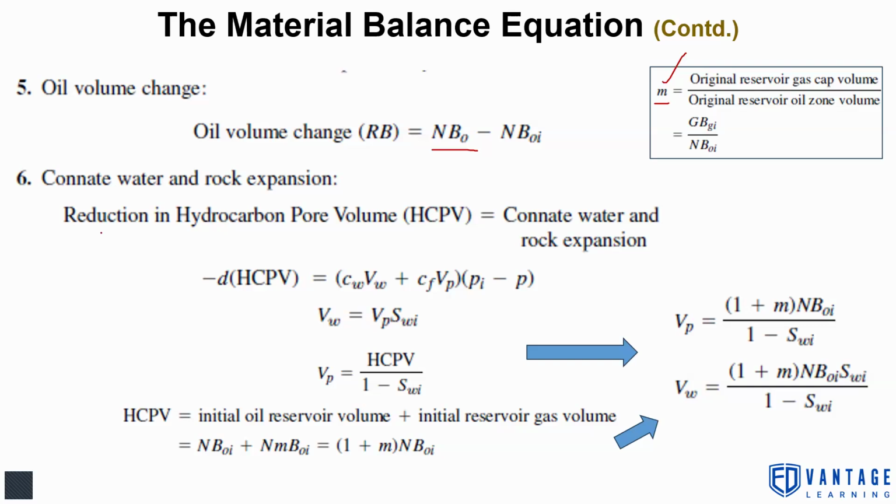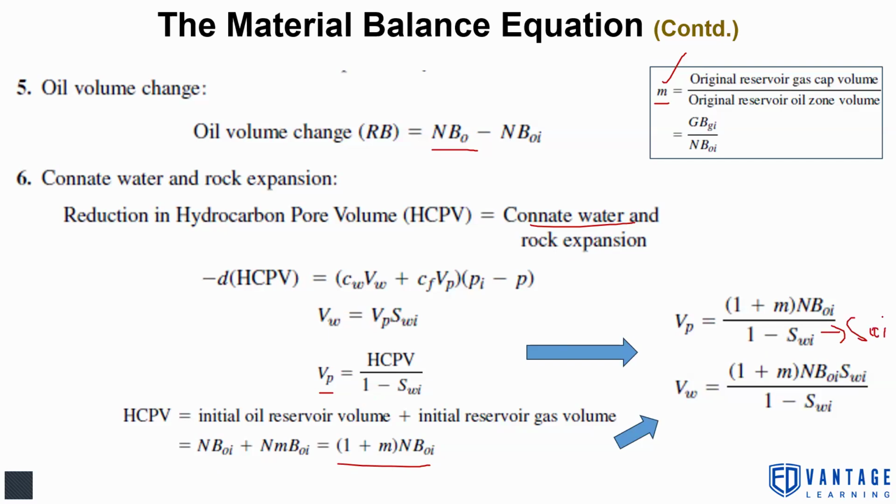The reduction in hydrocarbon pore volume due to, of course, connate water expansion and rock expansion is given by Vp, the hydrocarbon pore volume by (1 minus Swi), which is N Boi plus N m Boi, which is (1 plus m) into N Boi. As you have seen, 1 into N Boi is the oil volume, plus m N Boi is the equivalent gas cap volume converted to oil volume. So Vp will now become (1 plus m) into N Boi, the hydrocarbon pore volume, by (1 minus Swi), which is the oil saturation. This is nothing but Soi.